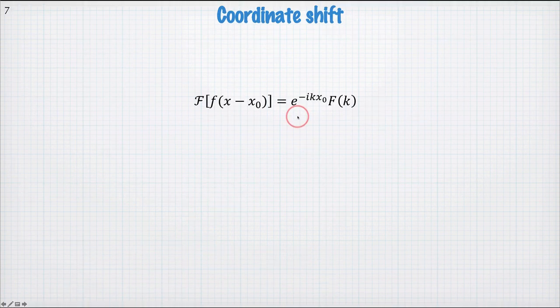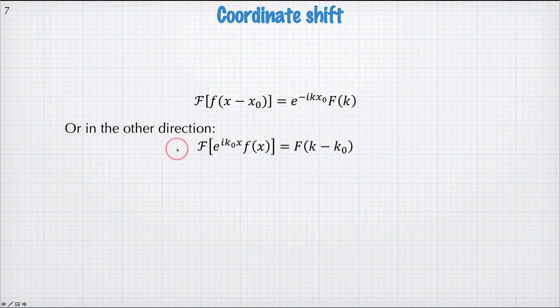The next feature of Fourier transforms is the coordinate shift property. So supposing we have a function here which we offset by some value x naught, the Fourier transform of this offset function is just the Fourier transform of the function without the offset multiplied by a complex exponential, e to the negative i k x naught, where this is the offset here.